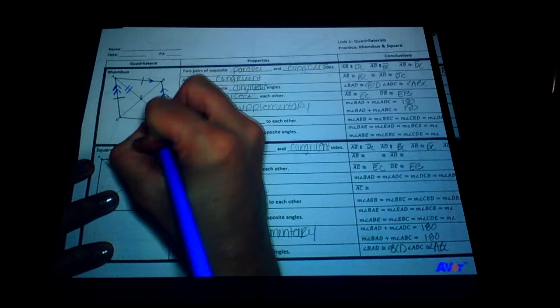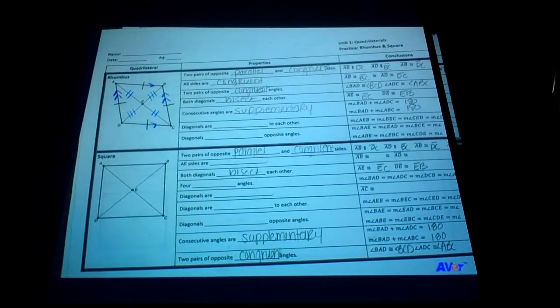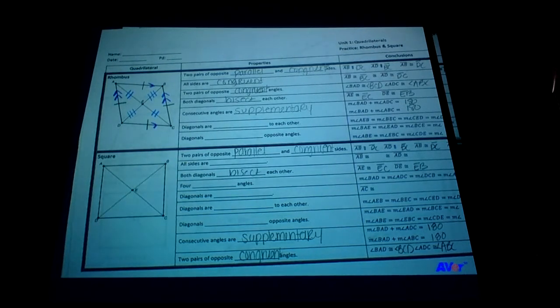So the diagonals bisect each other. AE is congruent to EC and DE is congruent to EB. The diagonals are not congruent for a rhombus, but the diagonals are perpendicular to each other.